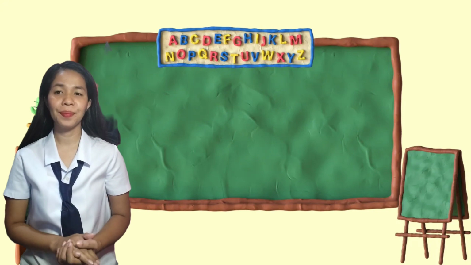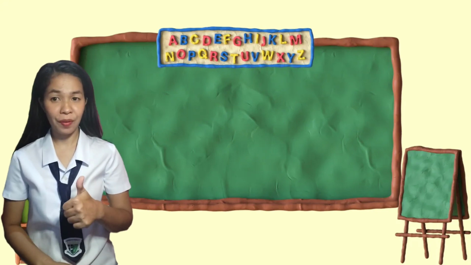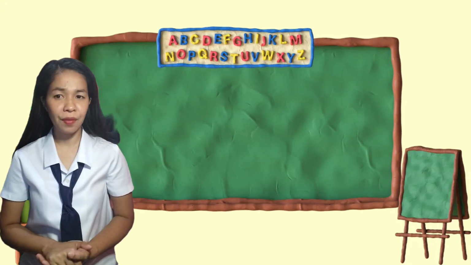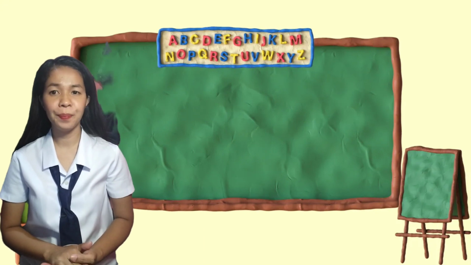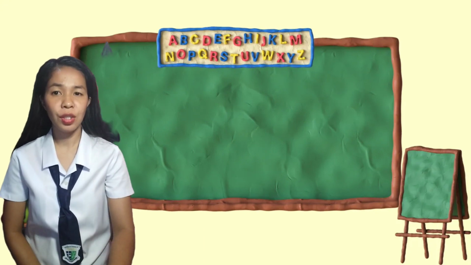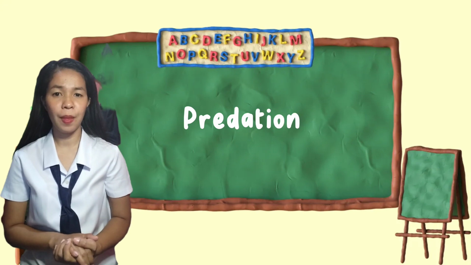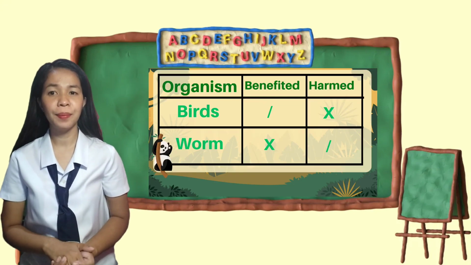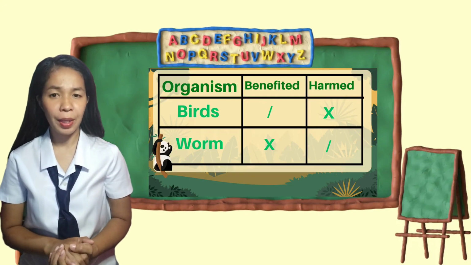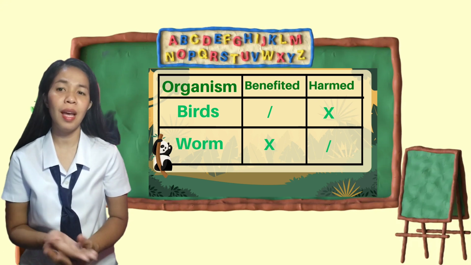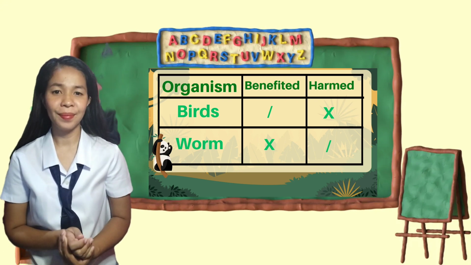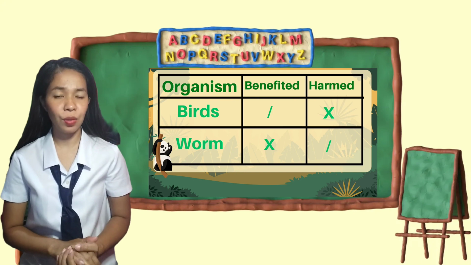Yes, Dave. Perfect, Dave. The bird benefits while the worm is harmed. This interaction is called predation. So based on the data, how could you define predation? Let us hear Shaneth. Very good, Shaneth. It's good thinking.